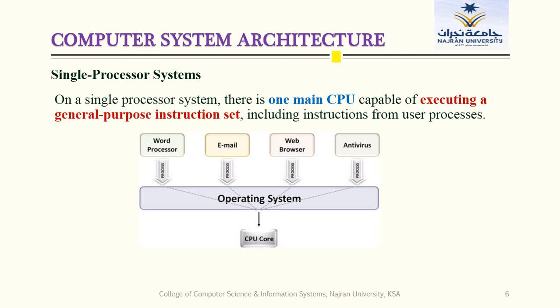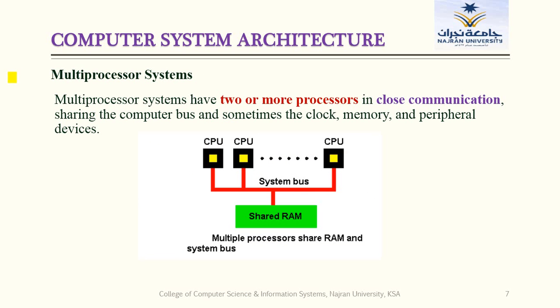Then we have seen computer system architecture. In architecture we have seen that we have single processor systems and multiprocessor systems. A single processor system has only one main CPU that is capable of executing a general purpose instruction set. So here we have only one main CPU, and it is executing all our processes. But in the multiprocessor system, the number of processors is two or more. They are in close communication and they are used to execute the computer program, process and instruction set.